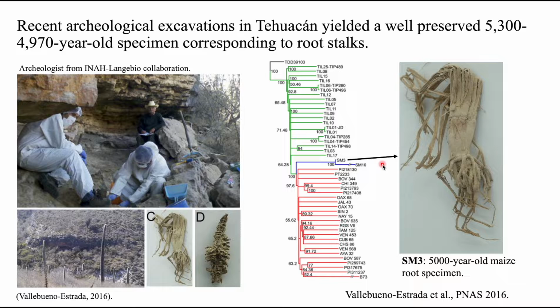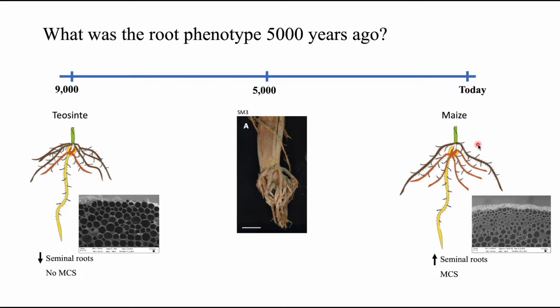And he looked a little bit deeper at the domestication genes like TGA1 and TB1, and he looked at the genetic diversity of these genes. And what he found was that one of these genes presented the diversity of maize, but the other gene presented the diversity of teosinte. And the conclusion of this work was that these specimens were not fully domesticated, but they didn't look at the root phenotype. And if we know that the root phenotype of teosinte is different than the root phenotype of maize, we asked ourselves what was the root phenotype 5,000 years ago.